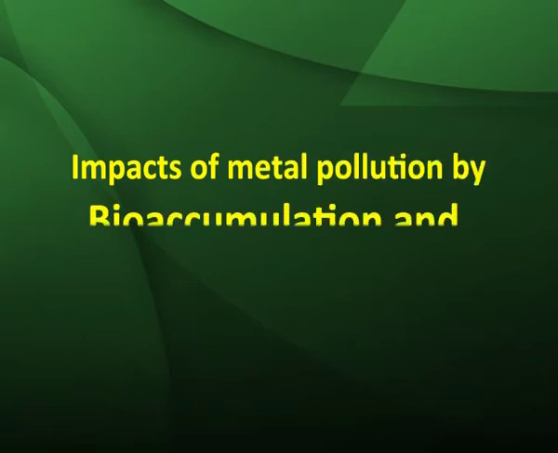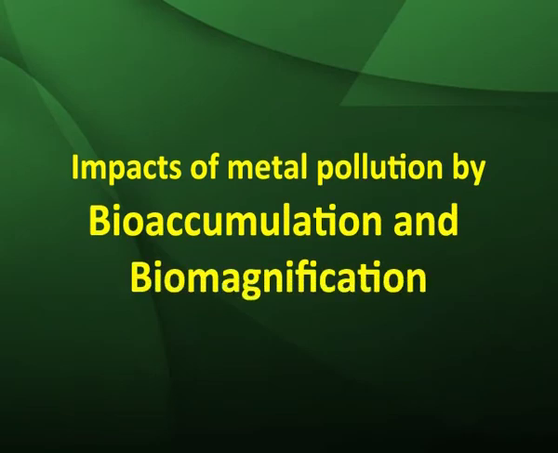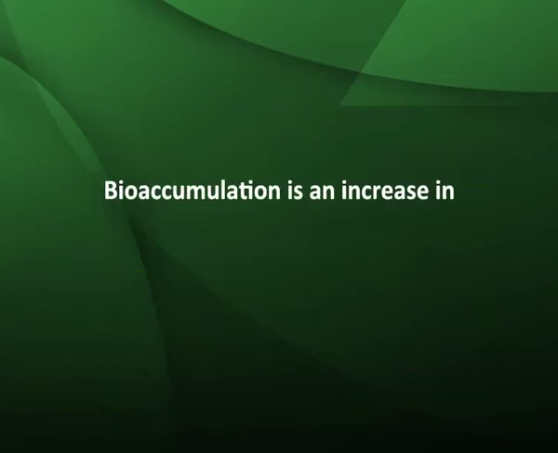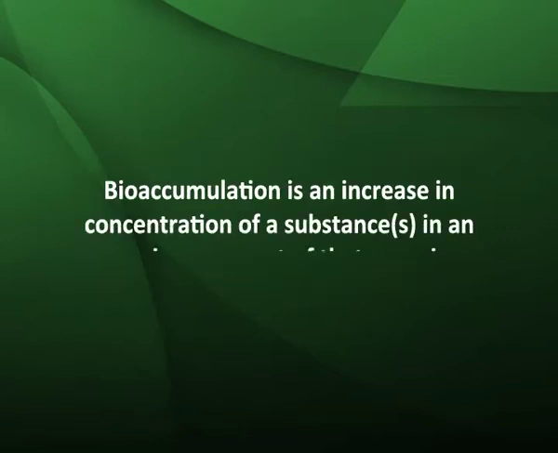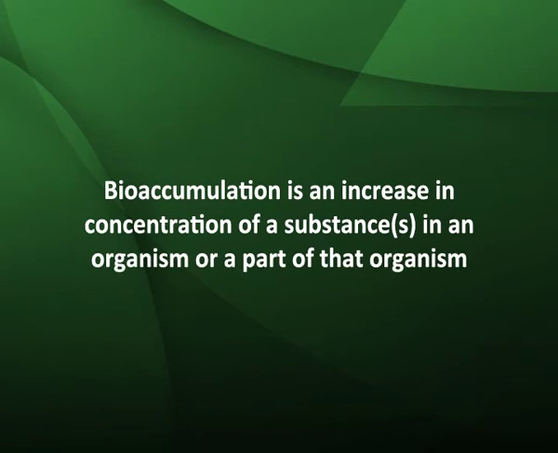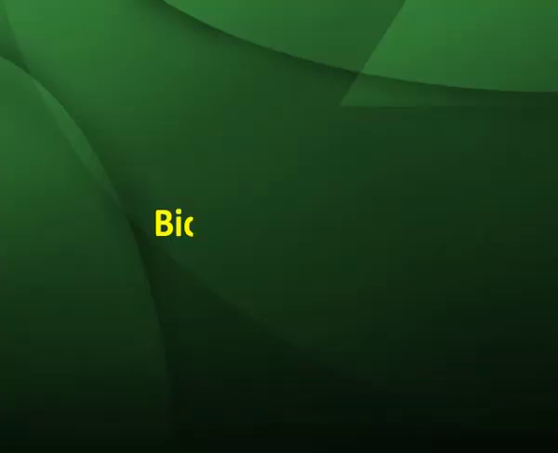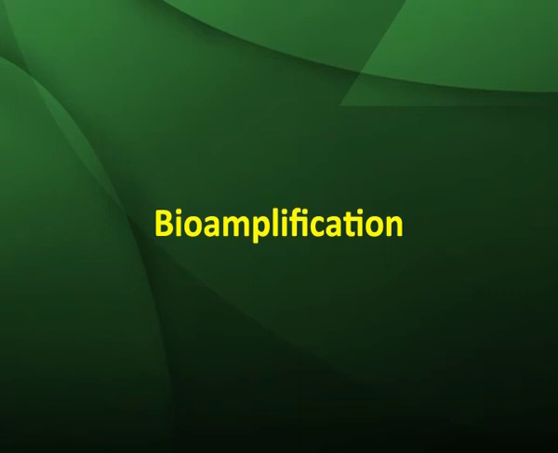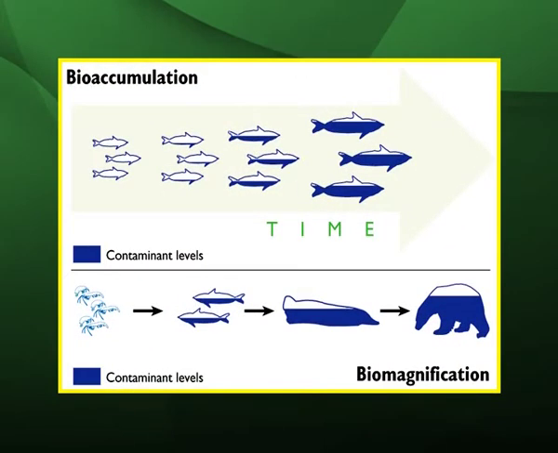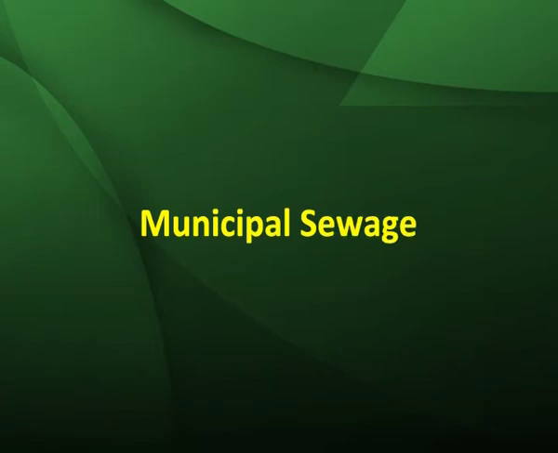Impacts of metal pollution include bioaccumulation and biomagnification. Bioaccumulation is an increase in the concentration of a substance in an organism or a part of that organism. The affected organism has a higher concentration of the substance than the concentration in the organism's surrounding environment. Biomagnification, also called bioamplification, is the increase in concentration of a substance in a food chain, but not in an organism.